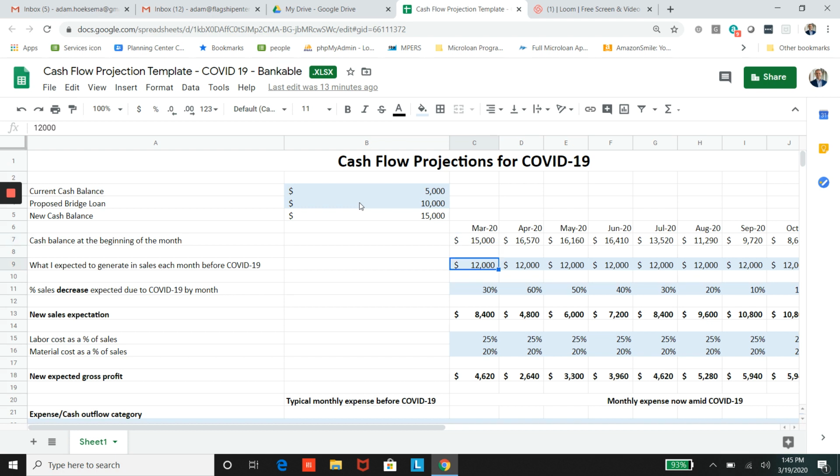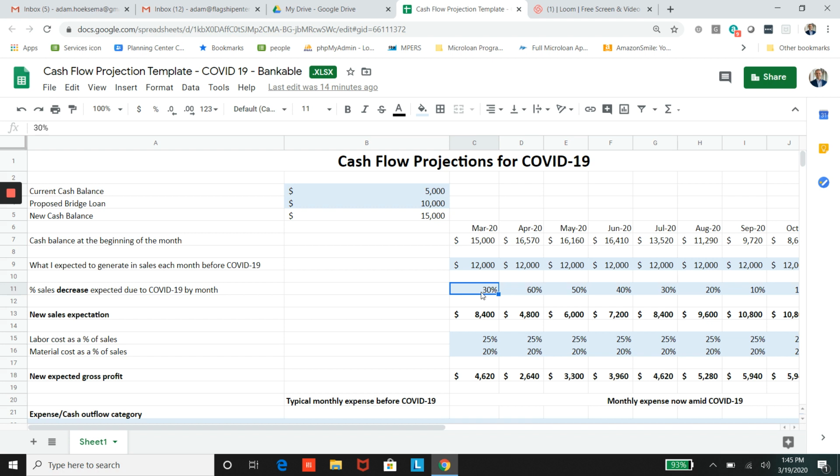So now in row 9 here, what I expected to generate in sales each month before COVID-19. So let's say you were really steady, making $12,000 in sales per month, but you're expecting to see some major decreases. So maybe March, you're already expecting a 30% decrease, and April and May outlook is looking really rough. So we've got a 60 and 50% decrease, and then we're showing it slowly start to come up. Now, this really just completely depends on your specific situation. So put in some percentages here that you think are realistic for your situation.